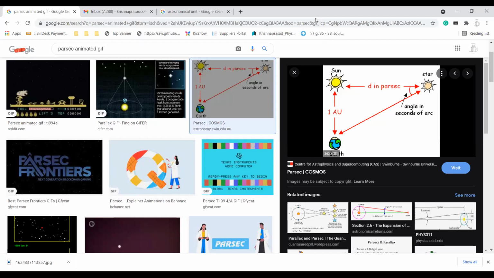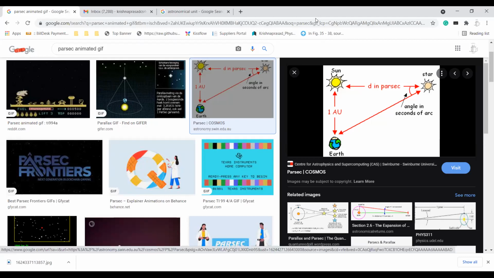Sir, is the star a fixed star, the star we take for reference? Are you talking about the position of the star? It will be almost fixed, not exactly, but there may be a slight variation depending upon the orbit and many other factors. Okay.